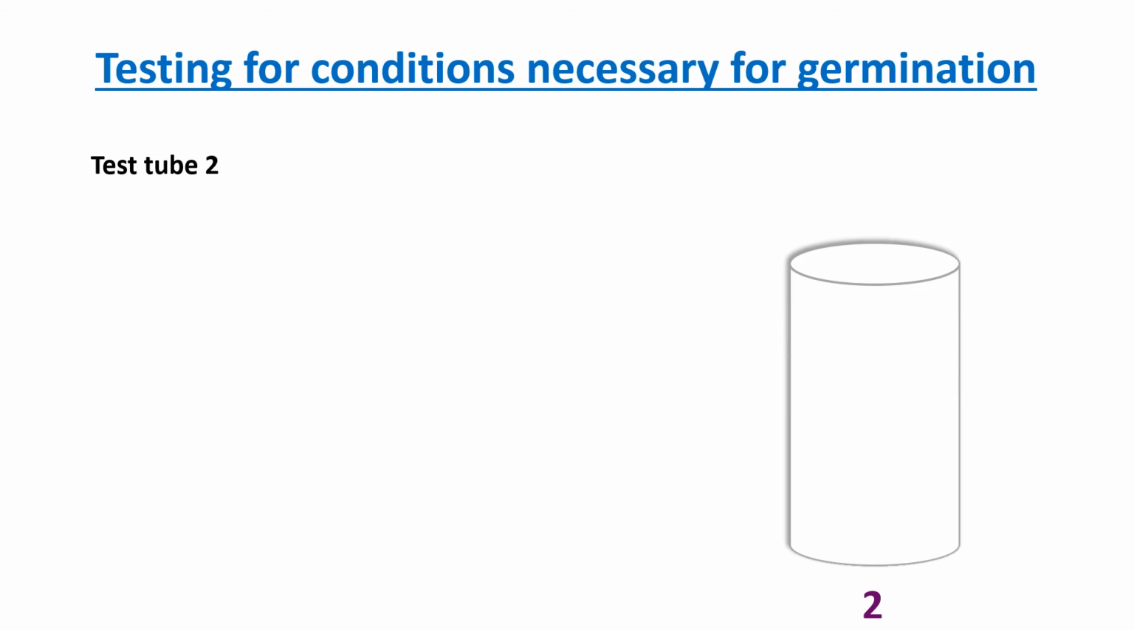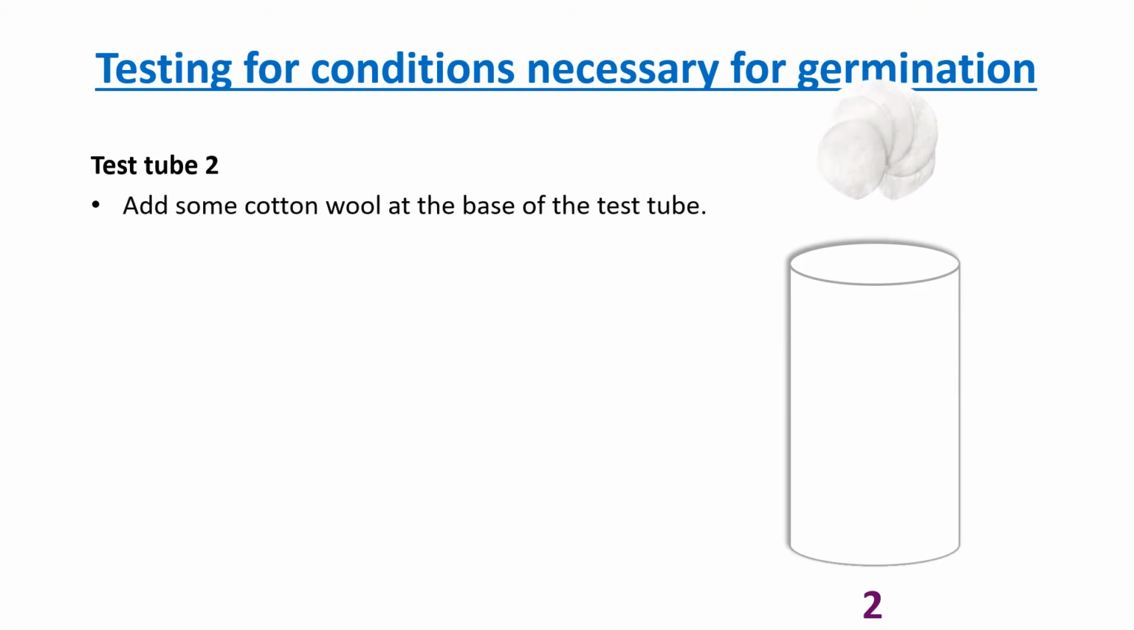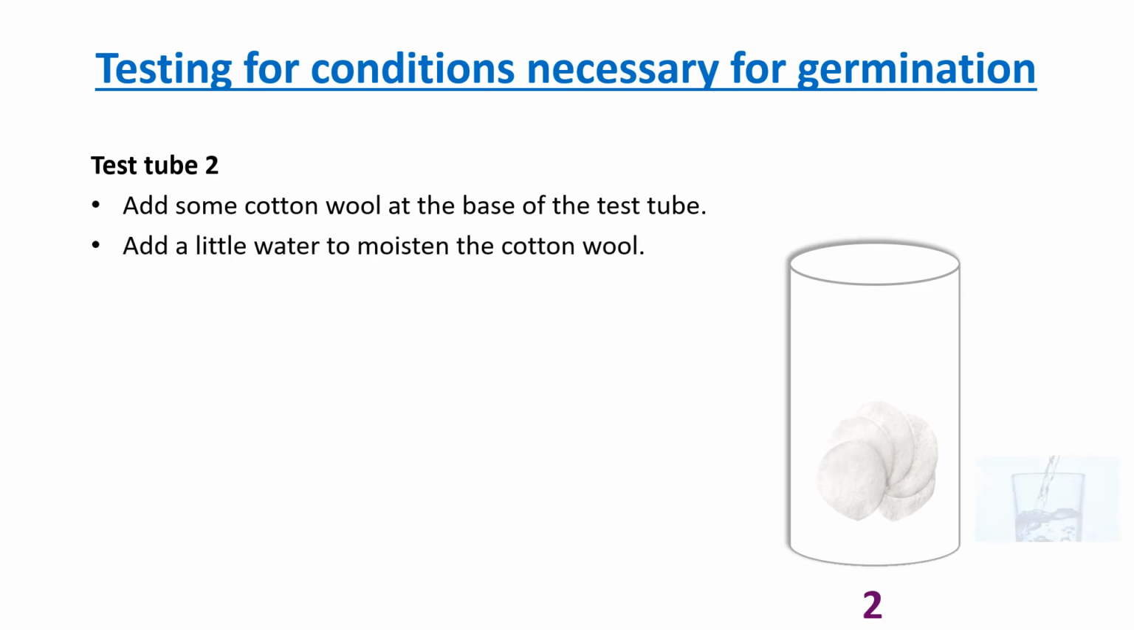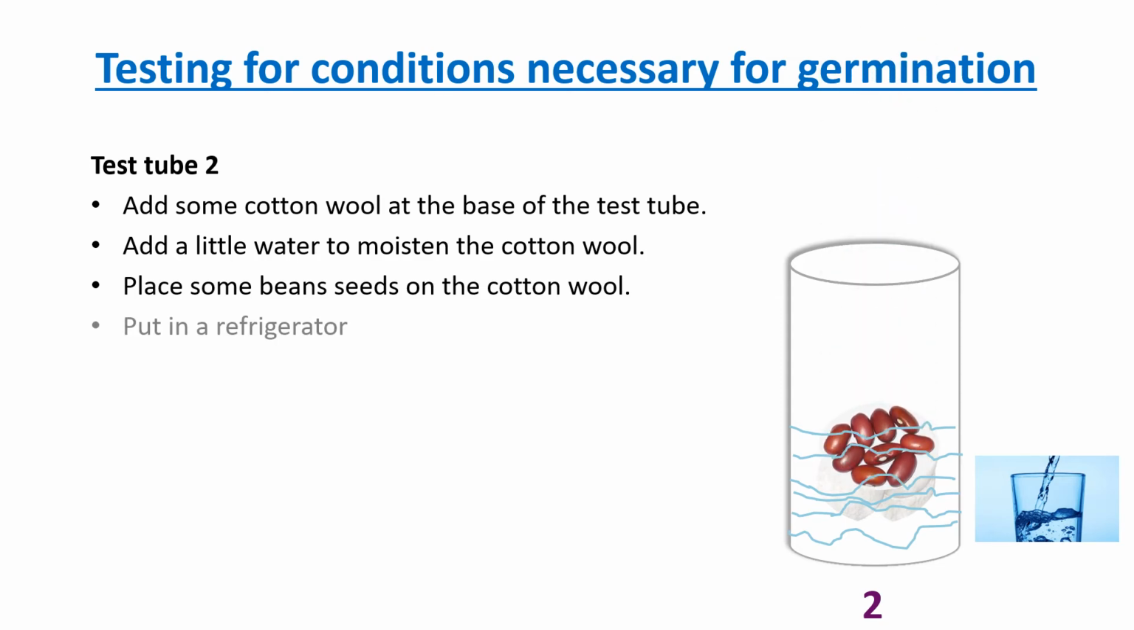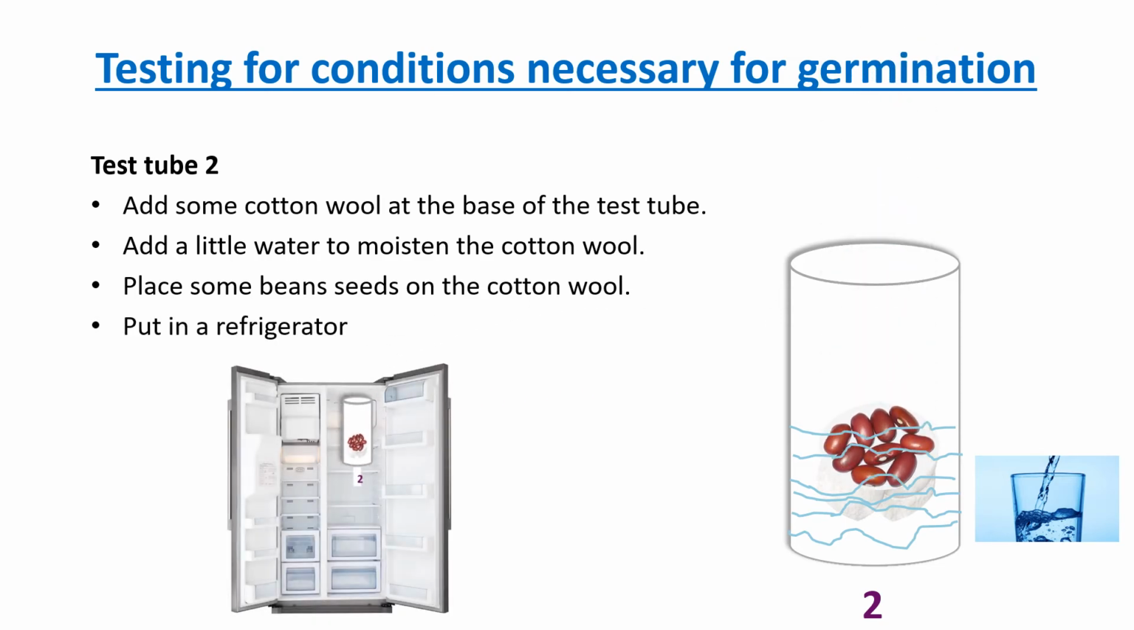Test tube 2. Add some cotton wool at the base of the test tube. Add a little water to moisten the cotton wool. Place some bean seeds on the cotton wool. Put in a refrigerator.